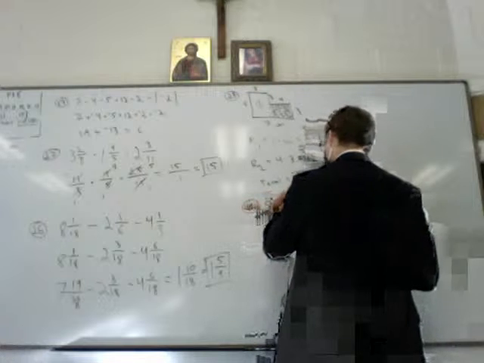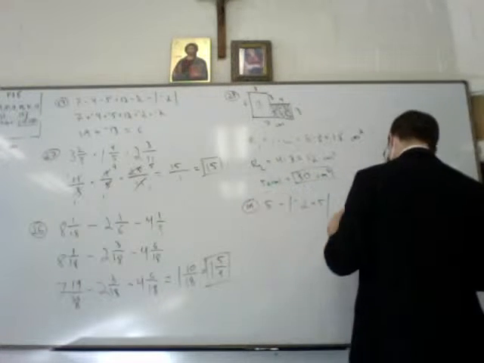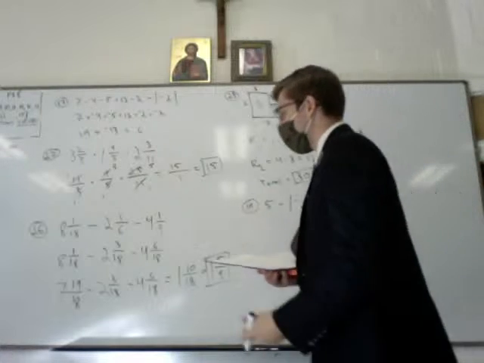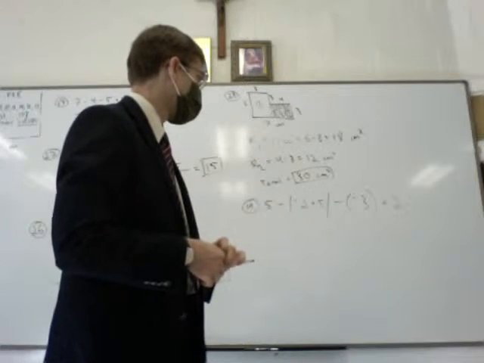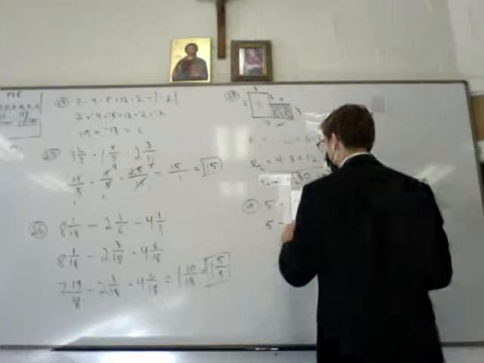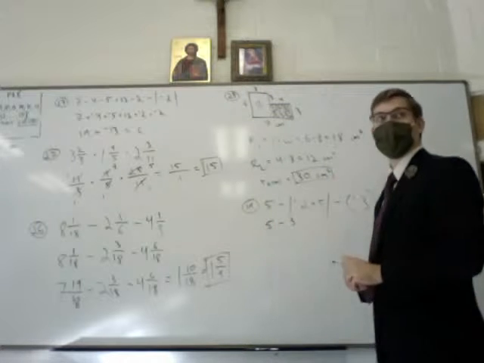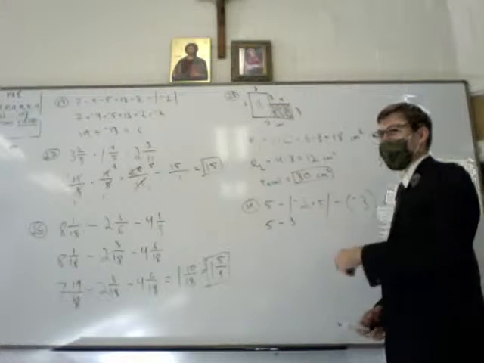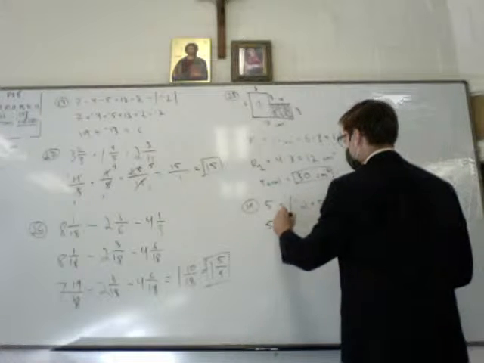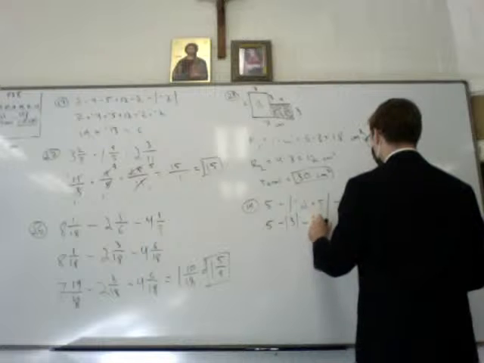5 minus |-2 + 5| minus (-3) plus 2. Remember that the pipes, in addition to meaning take the absolute value, also count as parentheses. So we have to do whatever's inside them first before we take the absolute value of it. So -2 plus 5 gives us 3. You leave the pipes there. All right, minus -3 plus 2.